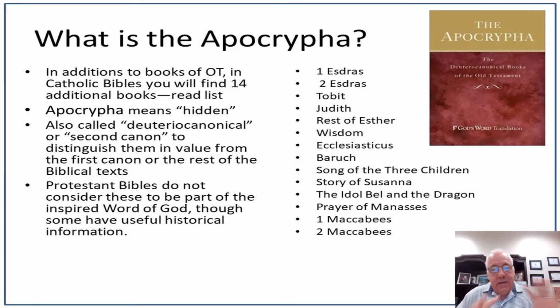On this site that I pulled up, it says that in addition to books of the Old Testament, in our Catholic Bibles you will find 14 additional books. Actually, these Catholic Bibles that I have only have 7 extra books and some extra chapters of the Bible, and we'll talk about that in a minute. They're called the second canon. Our Protestant Bibles don't consider these part of the inspired Word of God, but some of them are very historically accurate. We're going to see the difference between a book being inspired by God versus being historically accurate.